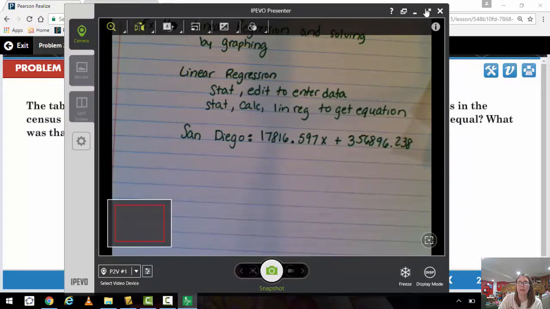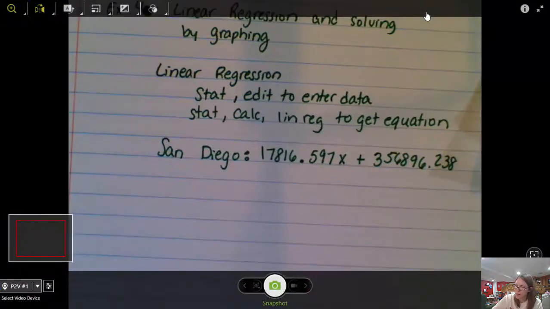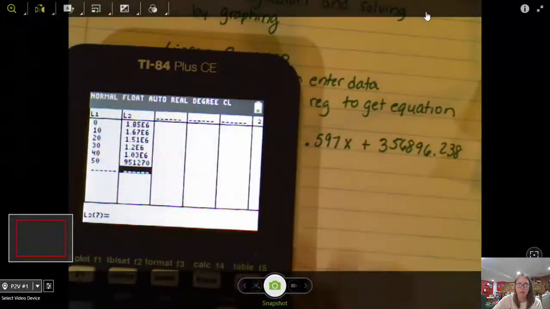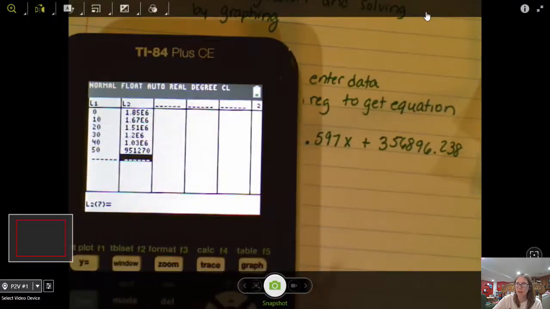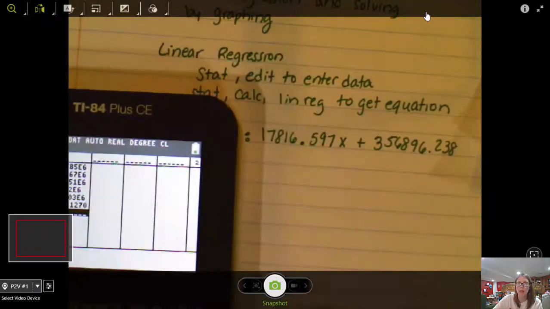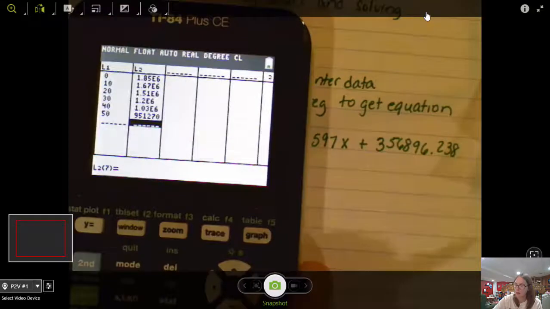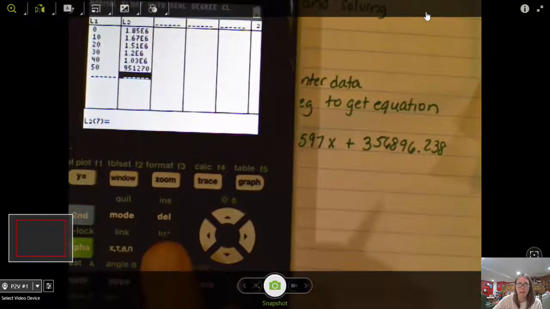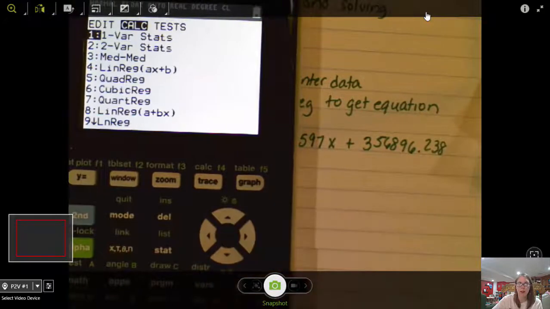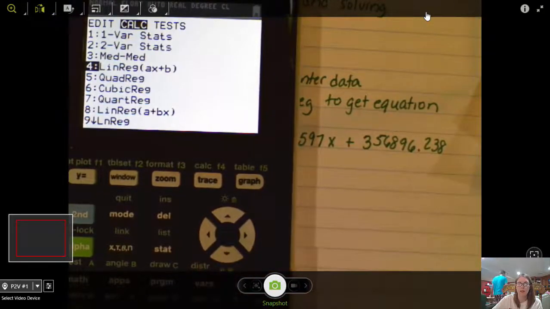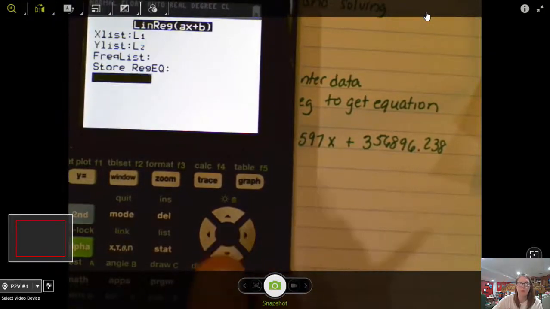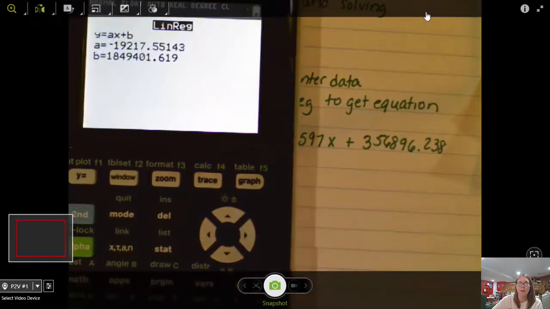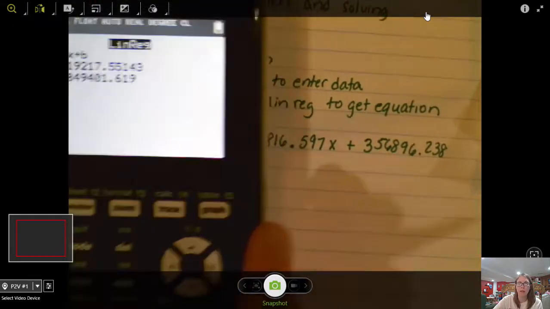I have my data typed in, so we'll finish our process here. Again, we go to stat, calc, linreg to get our equation. Stat, over to calc, scroll down to linreg, and calculate. So this will give me my other population.